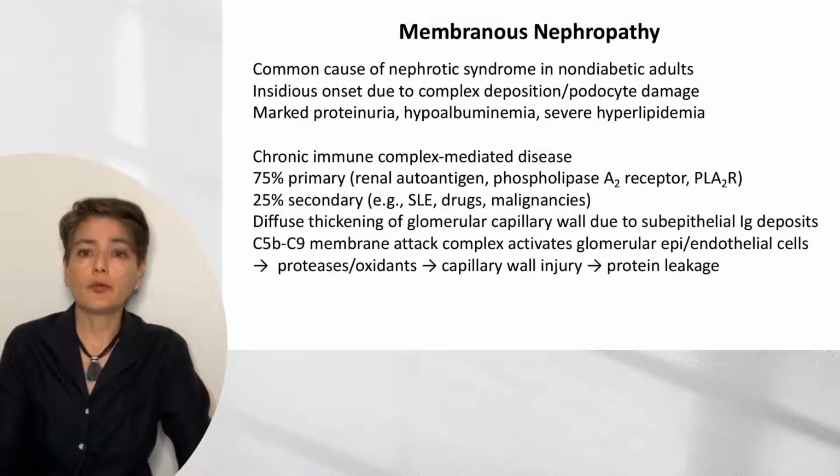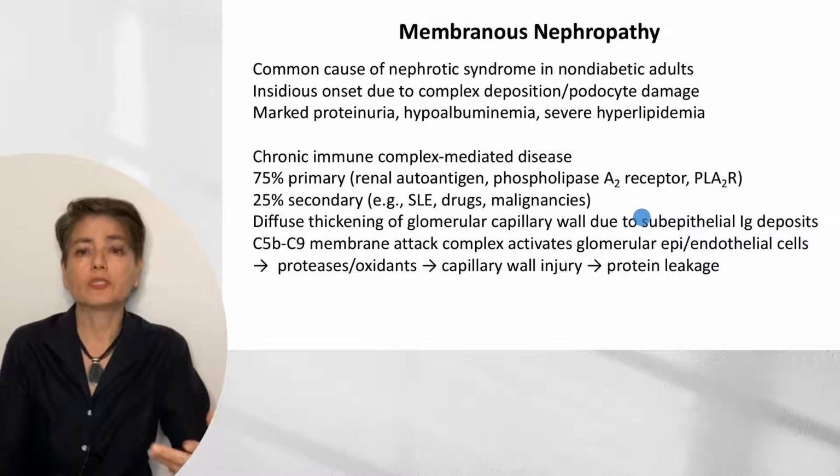So it's a chronic immune complex mediated disease, and about 75% of cases are primary to some renal autoantigen, and most of those are going to be phospholipase A2 receptor, or PLA2R. About 25% are secondary, so lupus, drugs, or malignancies.